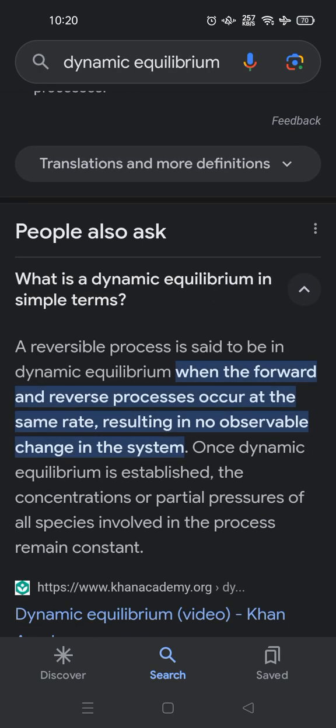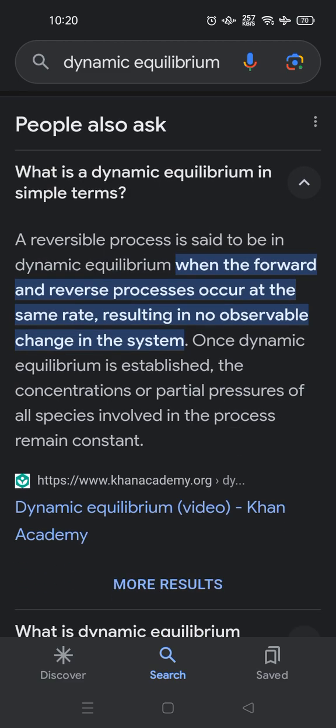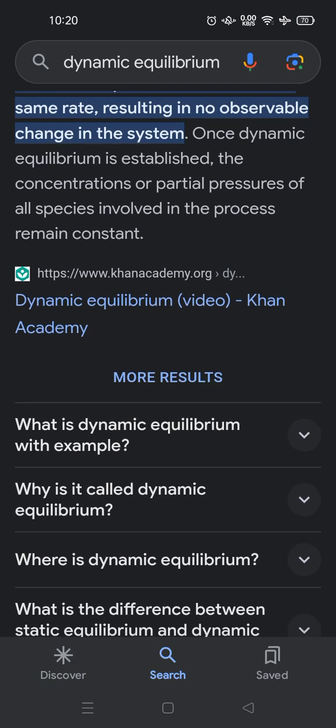What is a dynamic equilibrium in simple terms? A reversible process is said to be dynamic equilibrium when the forward and reverse processes occur at the same rate, resulting in no observable change in the system. Once dynamic equilibrium is established, the concentrations or partial pressures of all species involved in the process remain constant.